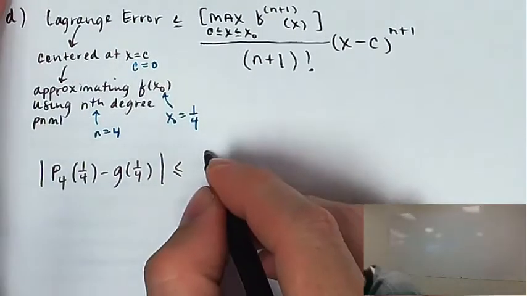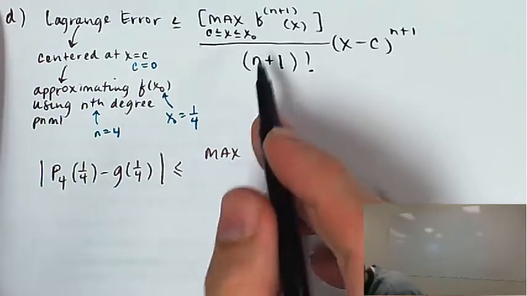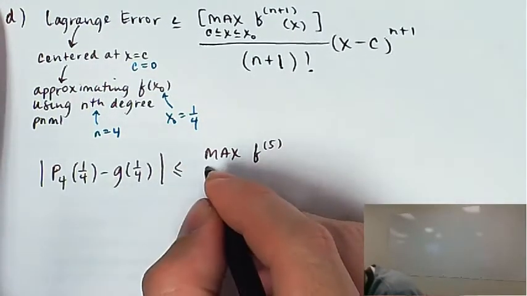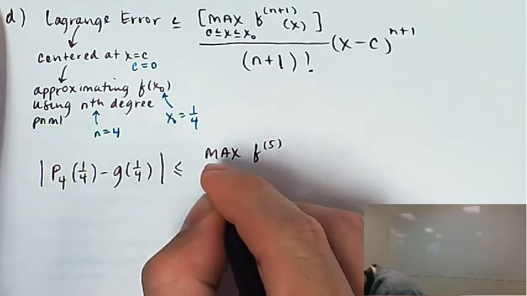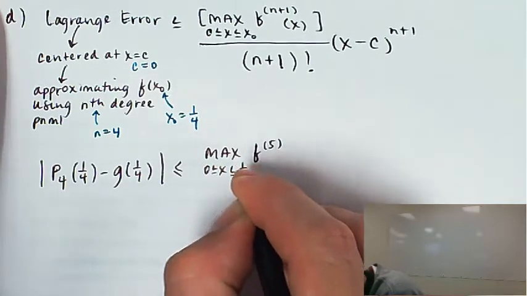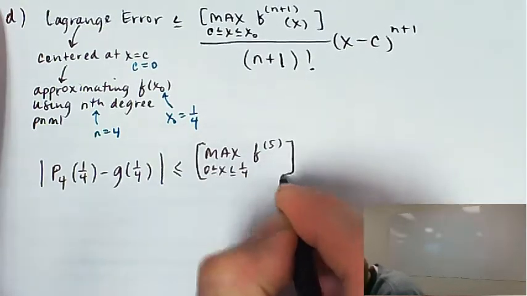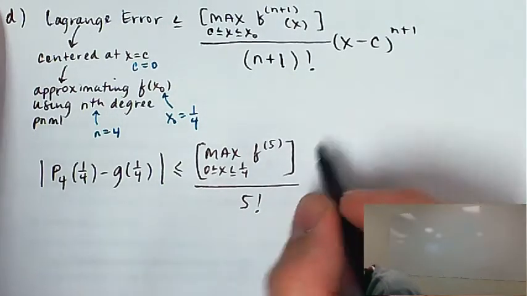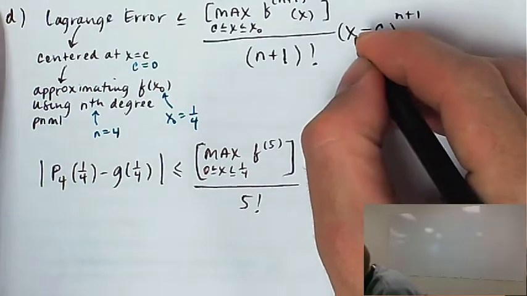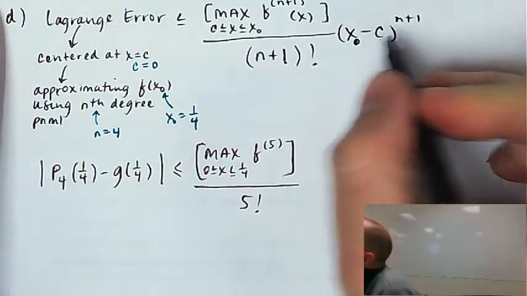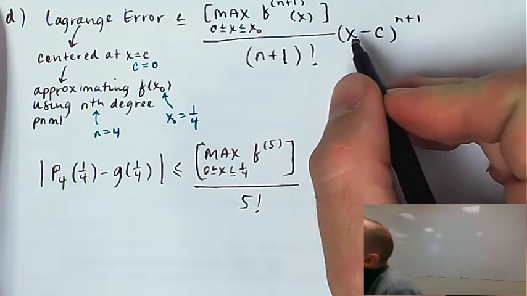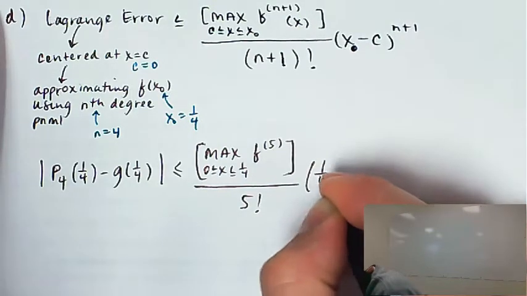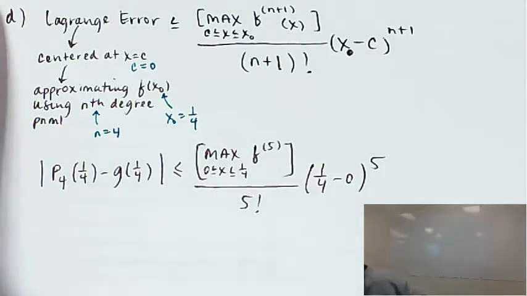I'm going to copy this. The maximum possible value of f's 5th derivative, because it's the next derivative, on the closed interval 0 to 1/4. This is what we're going to get off of the graph. We're going to divide by 5 factorial, and we're going to multiply by, whoops, pardon me, that was supposed to be an x0 up there. Because this always works the same. We always put in the approximation value, because that makes this thing biggest. So 1/4 minus 0 to the 5th power.